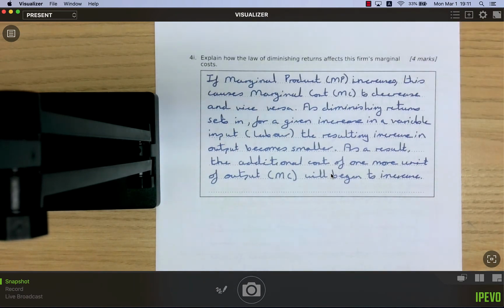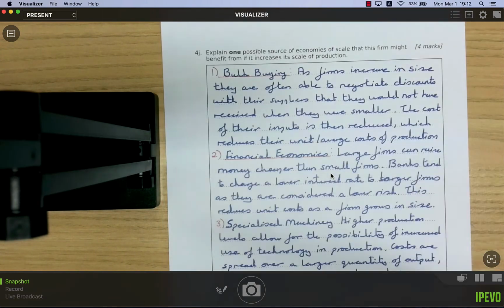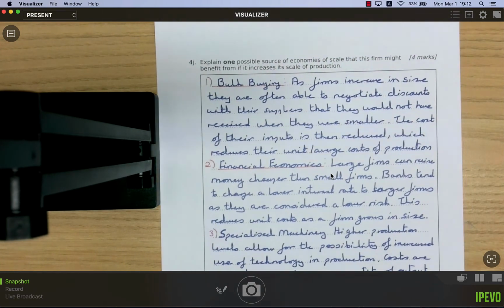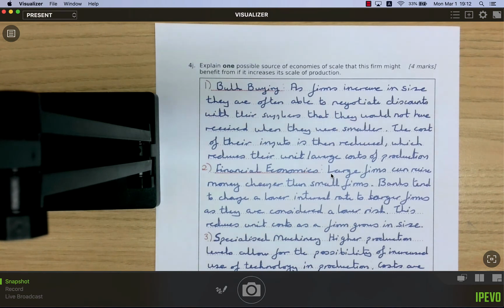As diminishing returns sets in, for a given increase in a variable input like labor, so you hire another worker, the resulting increase in output becomes smaller. As a result, the additional cost of one more unit of output, which is the definition of marginal cost, will begin to increase. Now, finally, guys, explain one possible source of economies of scale that this firm might benefit from if it increases its scale of production. There are millions of them, okay? I have just gone through 3 here, okay?